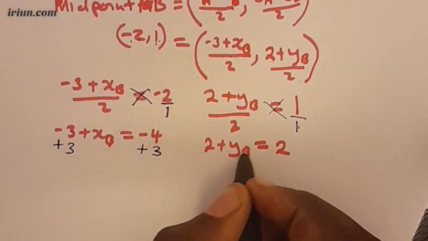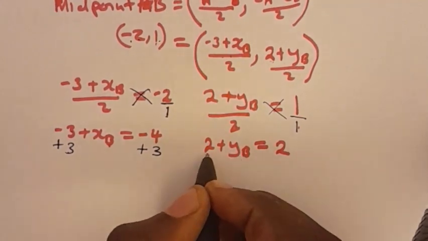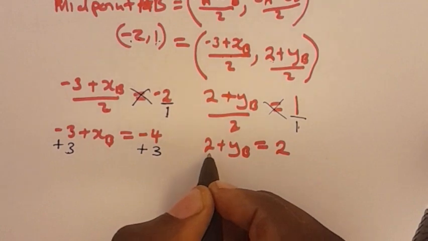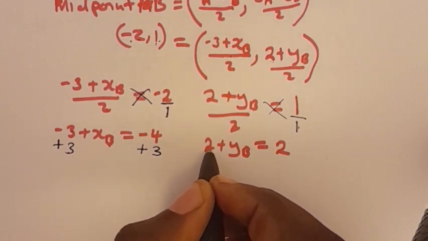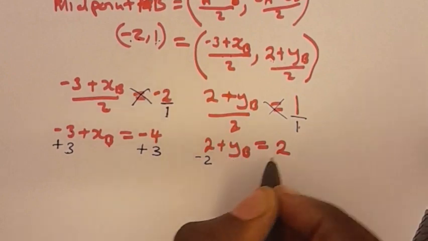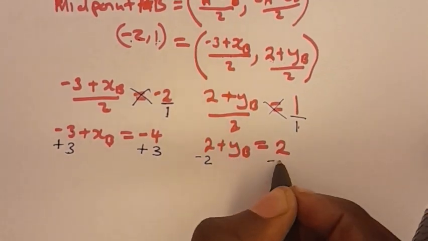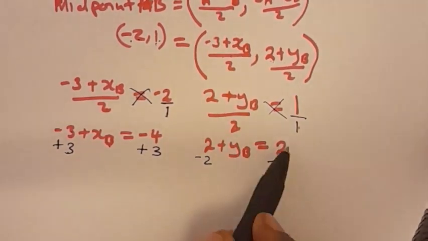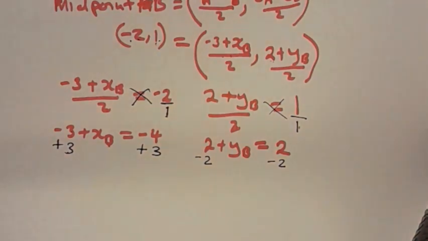It is also the same with here. You need to remain with Y in B, so you need to remove 2. So how are you going to remove 2? You are going to use additive inverse. So this is +2. You are going to subtract 2 on the left hand side of this equation, and you also subtract 2 on the right, so that the equation remains balanced.